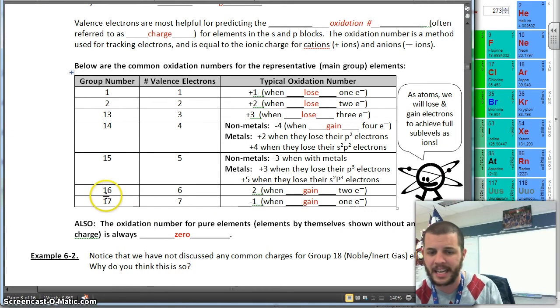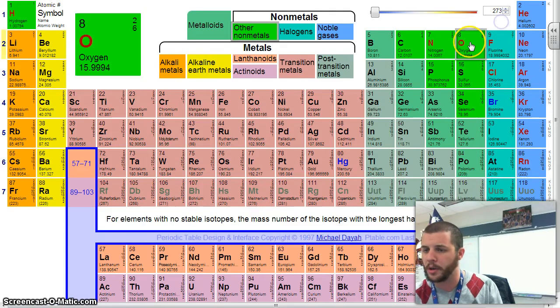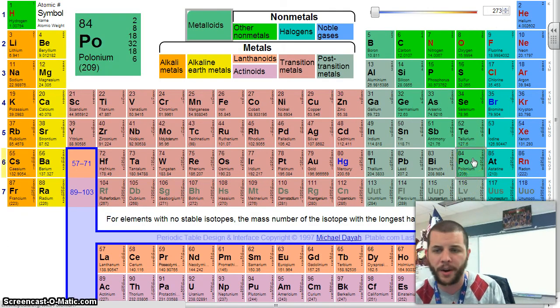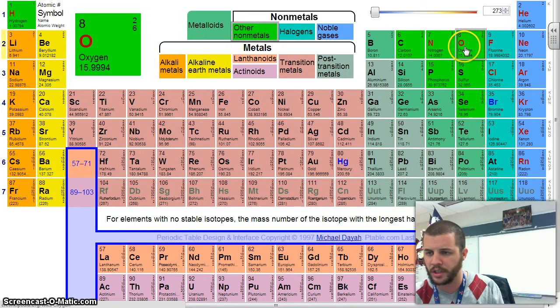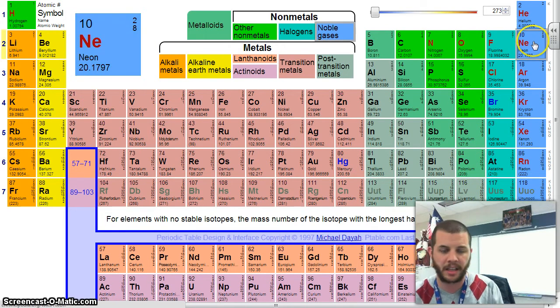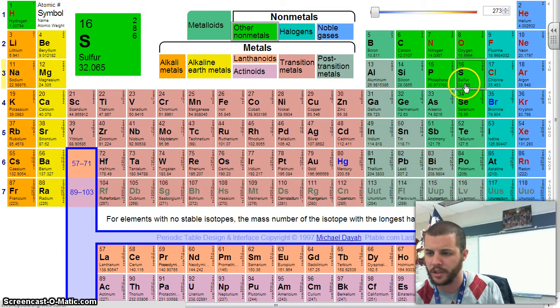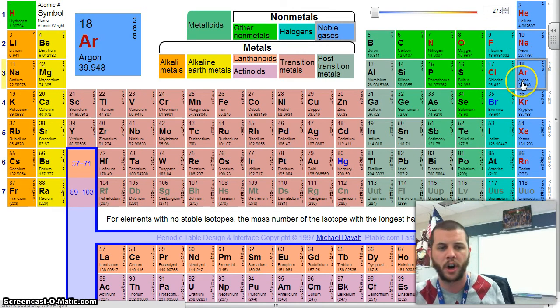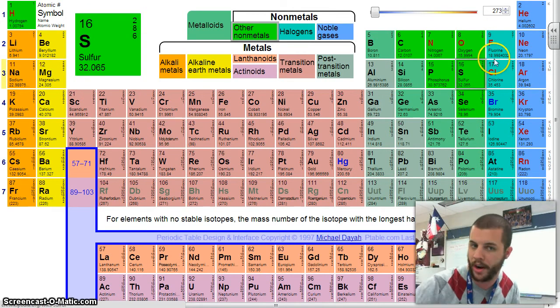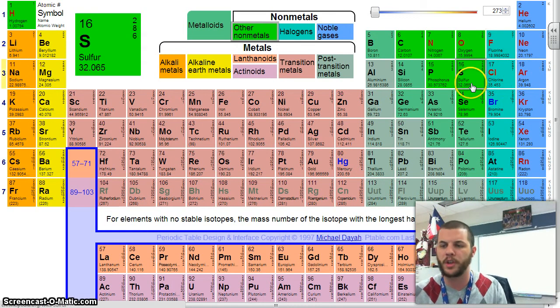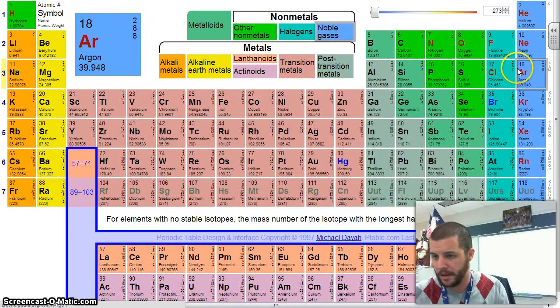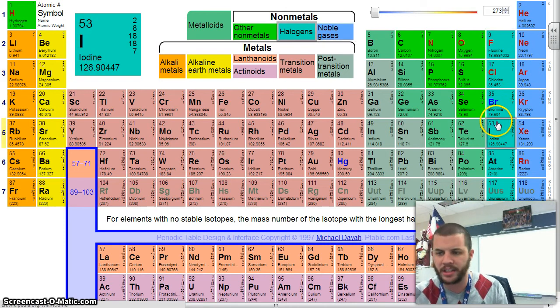Group 16 is going to have 6 valence electrons. Almost everything in group 16 is a non-metal, and we know that non-metals are going to gain electrons. So oxygen's going to gain 2 electrons to act like neon, giving it a -2 charge. Sulfur's the same thing. It's going to gain 2 electrons so it can act like argon. Remember isoelectronic? That's the term we would use for it gaining electrons to act like its nearest noble gas.